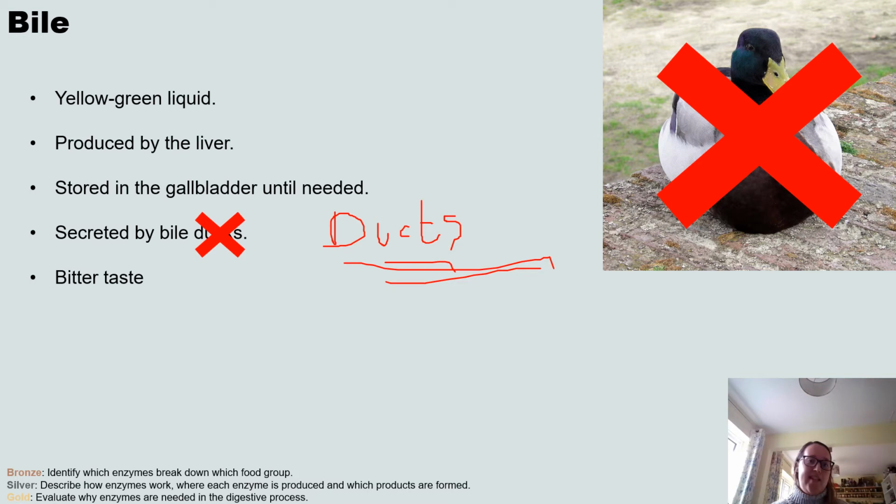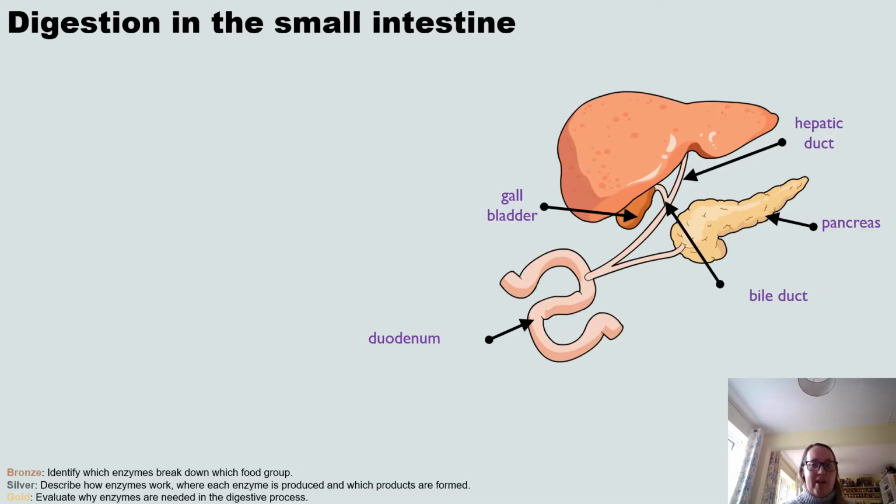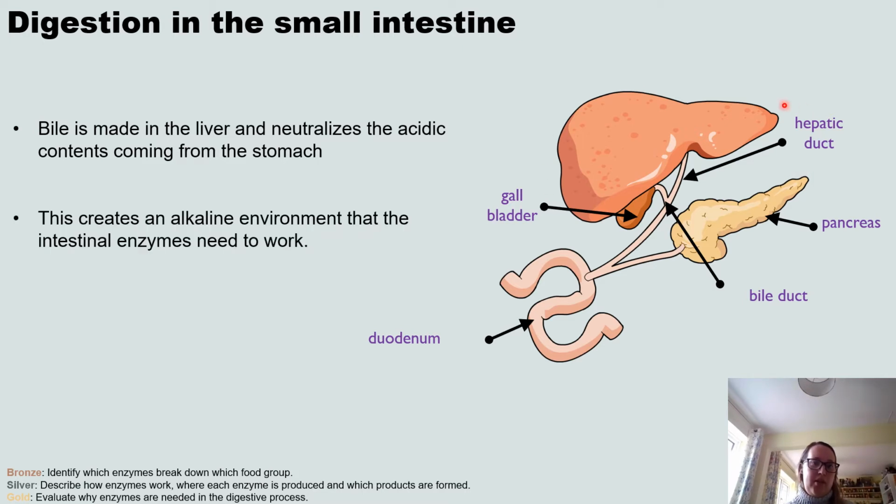So, bile has a bitter taste, which you will know if you've been sick. That is, it tends to come up if you've got nothing in your stomach, and it combines with the acidic liquid in the stomach and it neutralizes it. Okay, so here we have the small intestine and the liver and the pancreas. So bile is made in the liver, which is this big organ here, and it neutralizes the acid contents coming from the stomach, creating an alkaline environment that the intestinal enzymes need to work.